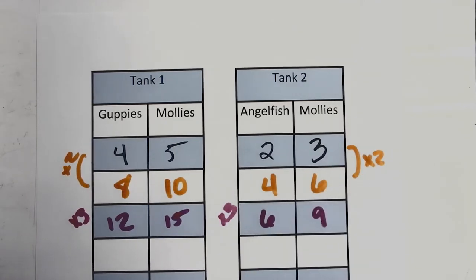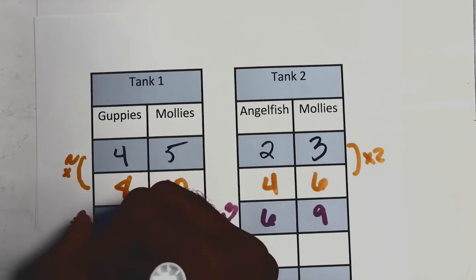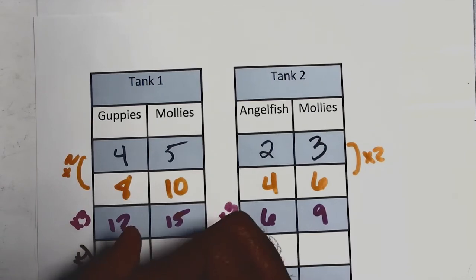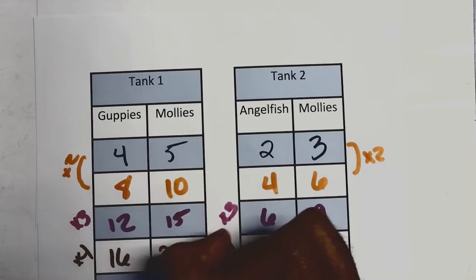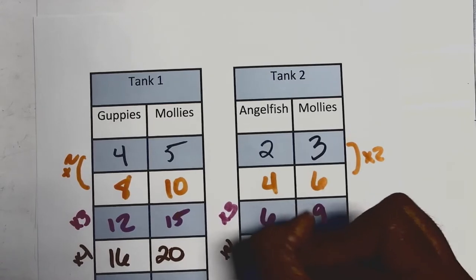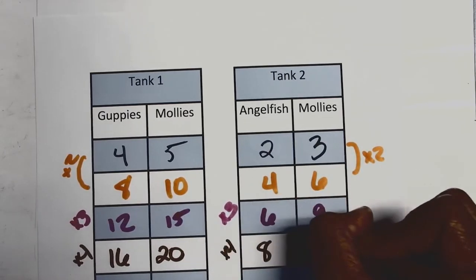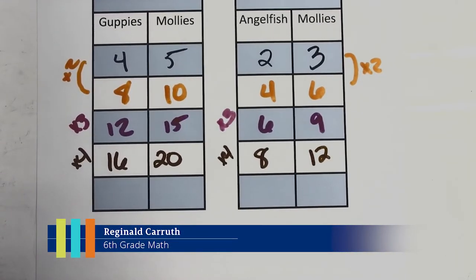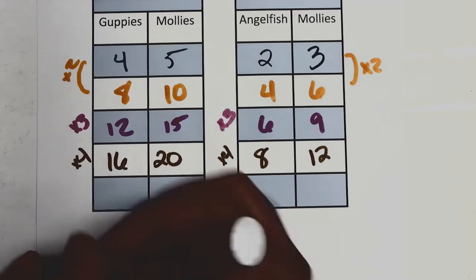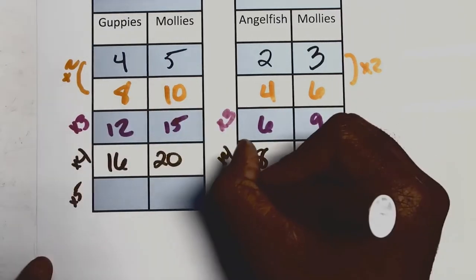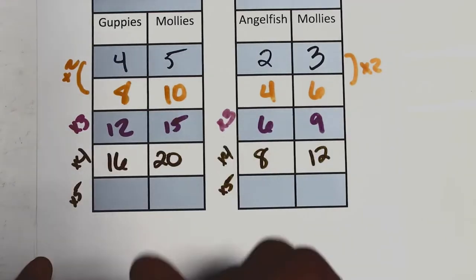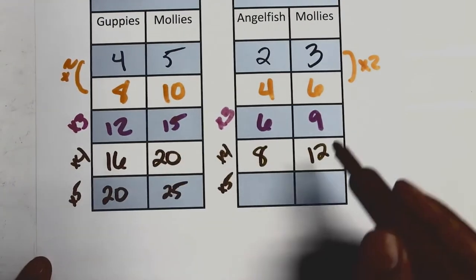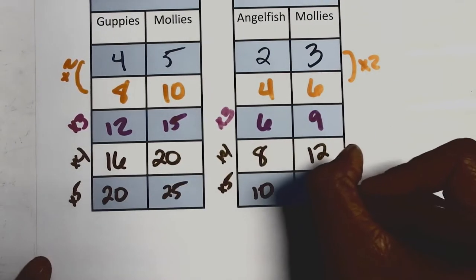So next, I'm going to multiply by 4. 4 times 4 is 16. 5 times 4 is 20. 2 times 4 is 8. 3 times 4 is 12. I'm not up to 15 mollies yet in tank 2, so let's keep going. I have it in tank 1, but I need to keep going in my next one. So I'm going to multiply by 5. 4 times 5 is going to give me 20. 5 times 5 is 25. 10 and 15.